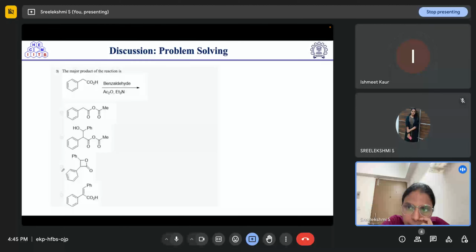Now next question, major product of the reaction. So this carboxylic acid in presence of benzaldehyde, acetic anhydride and triethylamine.